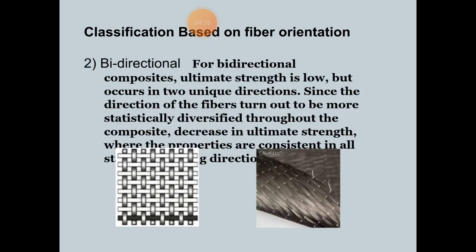Next one is bidirectional. For bidirectional fiber composites, ultimate strength is lower but occurs in two unique directions. Since the direction of the fibers is more statistically diversified throughout the composite, there is a decrease in ultimate strength, but the property is consistent in all the strategic directions of the fibers. See here in the figure, in the bidirectional, there are two directions. One is horizontal, another is vertical, and both are connected to each other in the bidirectional fibers.